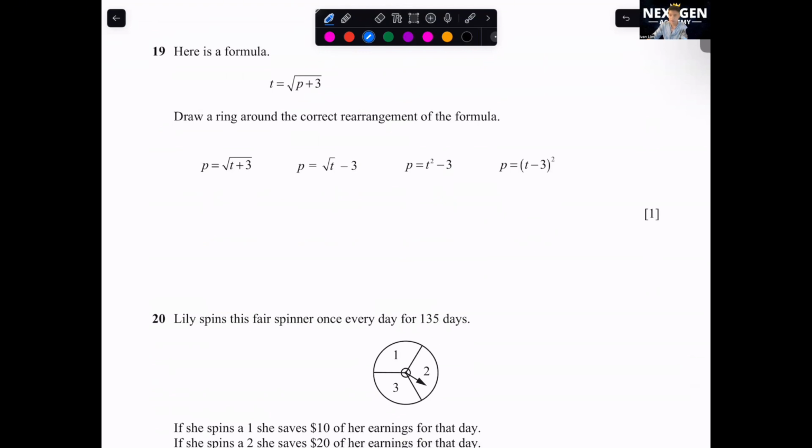Okay, question 19. Here is a formula: T equals the square root of P plus 3. Draw a ring around the correct arrangement of the formula. They want us to make P the subject. So I would first shift the left to the right and the right to the left, so I can make P on the left-hand side. Square root of P plus 3: the square root becomes a square, then plus 3 becomes minus 3. So T squared minus 3. This will be our answer.